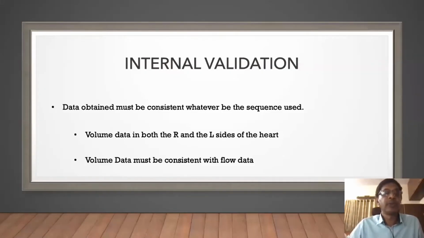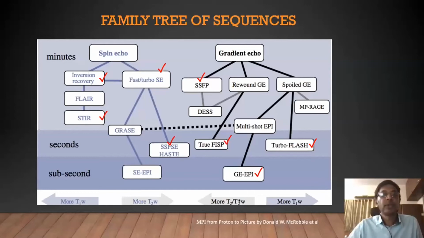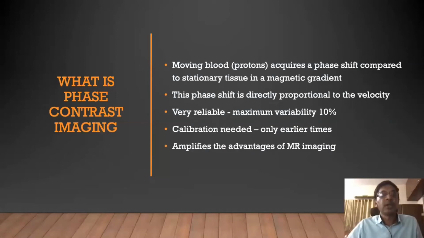Now, what do we mean by internal validation? Data obtained must be consistent, whatever be the sequence used. Volume data in both the right and the left ventricles should be the same and consistent. The volume data must be consistent with the flow data that is generated. Now, we have a bouquet of sequences that we could mix and match and choose to do cardiac MR imaging. And today's topic would be phase contrast imaging.